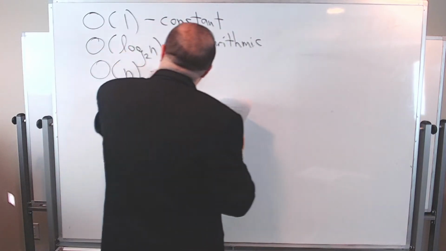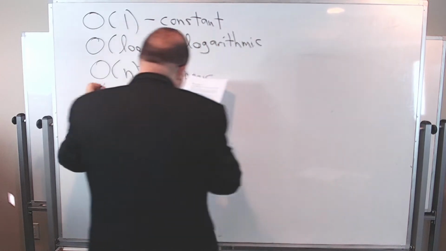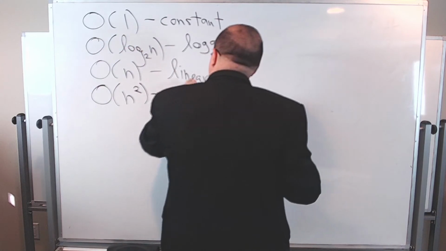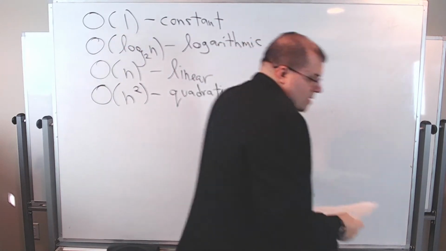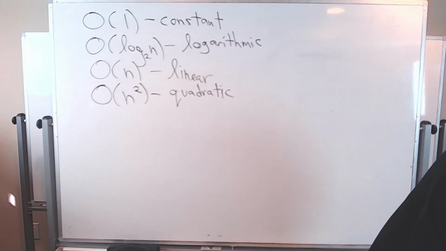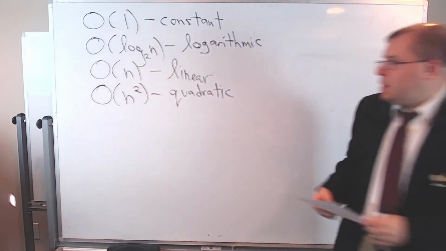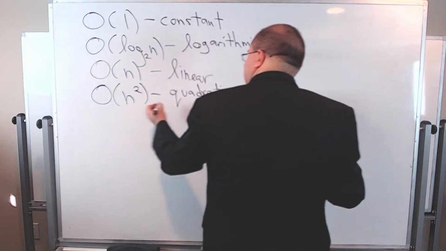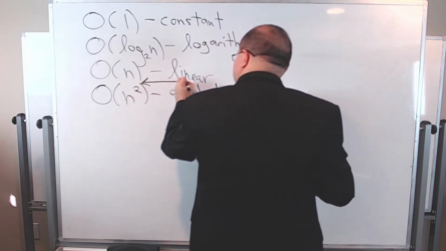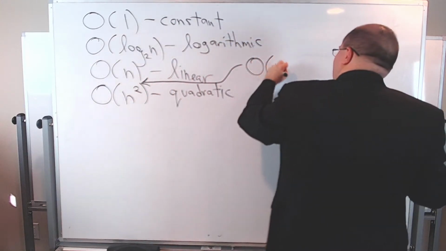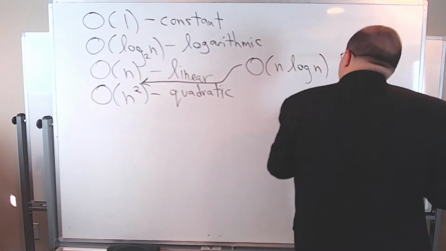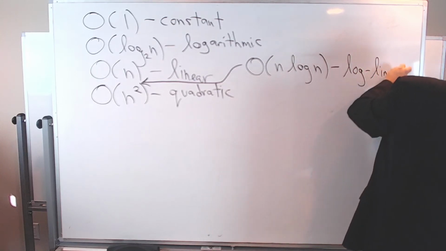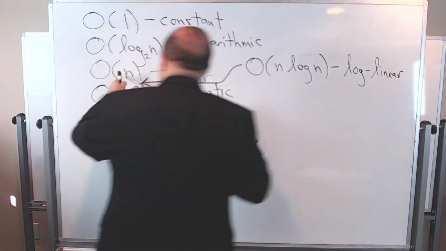Big O of n, this is linear. Big O of n squared is quadratic. Naturally, you can keep going on like this over and over again. One that normally doesn't get talked about enough in terms of its terminology is one that's sandwiched in between these two. It's big O of n log n. Normally people just say big O of n log n. Sometimes it's called log linear. So just merge linear with log.